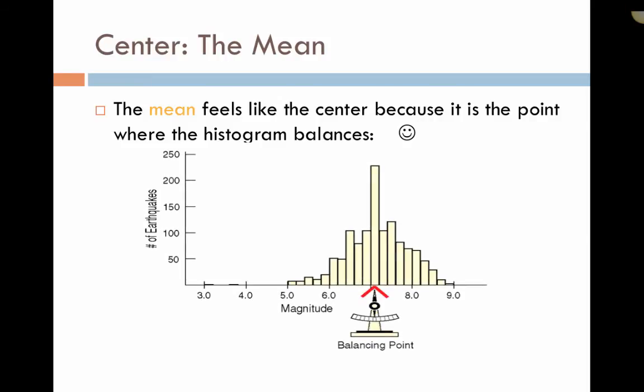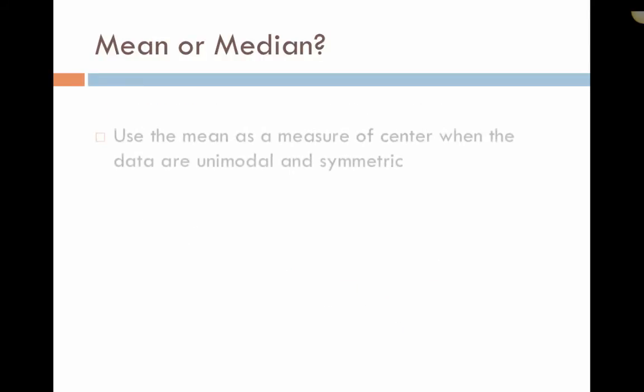The mean feels like the center because it's the point where the histogram balances. So here we have the histogram of the earthquakes on a different scale. That's why it looks slightly different. But you can kind of see the little balance down here, where at 7, it seems to be where the histogram is actually balancing. So should we use the mean or the median?